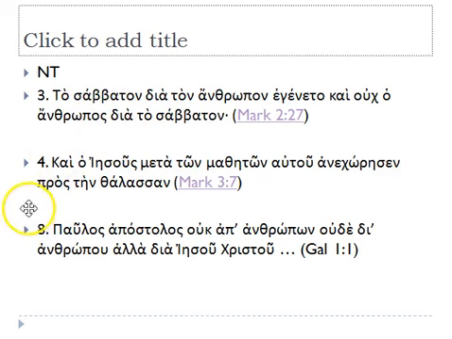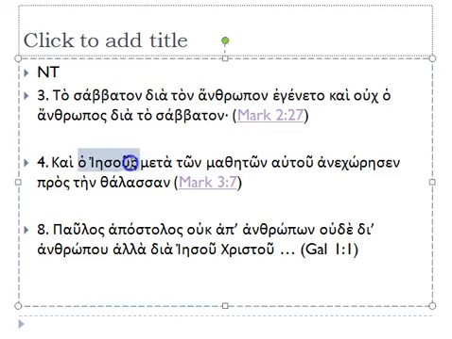Kai ho Iesous meta ton matheton autou anechoresen pros ten thalassan. Jesus, masculine nominative singular, anechoresen, a word you have to look up: departed. And Jesus departed. Meta, followed by a genitive object, with the disciples of him. Jesus departed with his disciples. Pros, followed by the accusative, to the sea, or toward the sea.